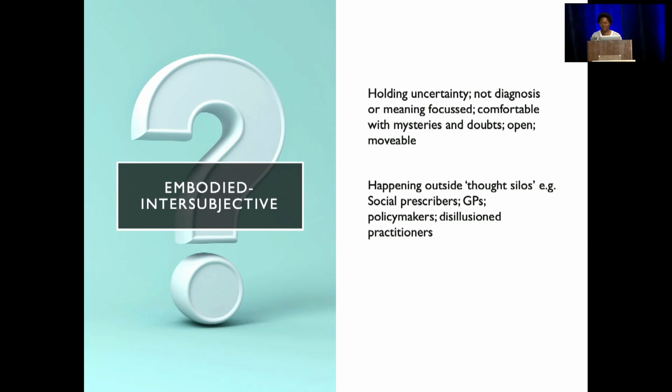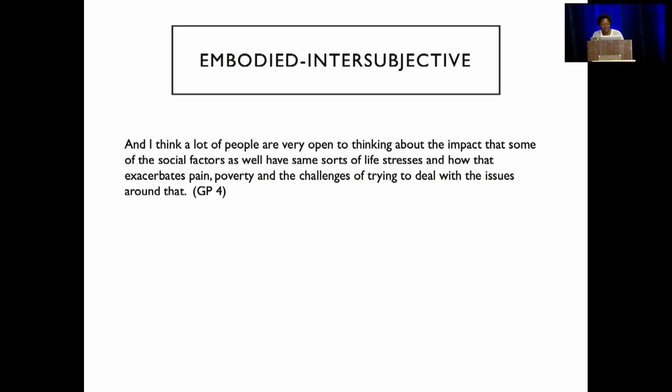It was happening outside thought silos, so not in pain clinics at all, but in professional groups like social prescribers. In the UK, this is a group who support general practice and primary care in getting people to do more in their communities. It was also really present with policymakers, people who had perhaps been disillusioned as practitioners and had moved on to make healthcare policy. So this was, again, a slightly more hopeful kind of ontology, I think. And I think a lot of people are very open to thinking about the impact of social factors, life stresses, and how that exacerbates pain, poverty and the challenges of trying to deal with the issues around that.